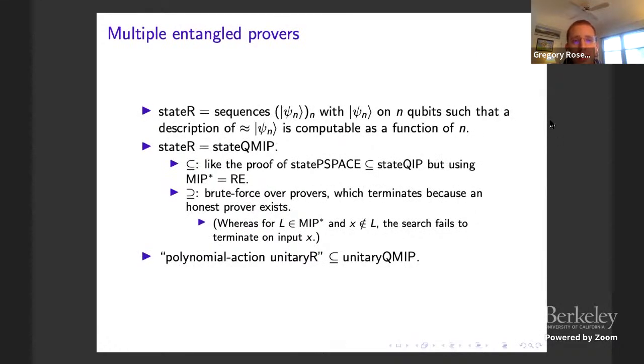Now with multiple entangled provers, we prove that state R equals state QMIP, where state R is like the quantum state analog of R. And this is very similar to the proof of state P space included in state QIP. And the reason, I'll just briefly highlight why it's state R and not state RE. It's here, when the verifier brute forces over all provers to find the honest prover, it's guaranteed to terminate because we assume that an honest prover exists.